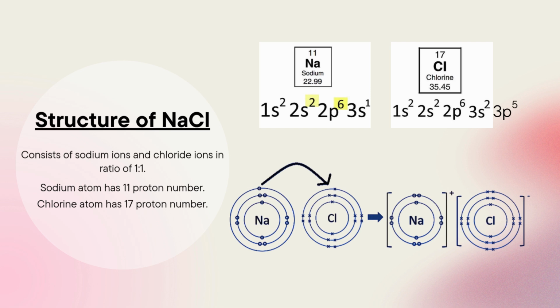Next, we see the structure of NaCl below. The sodium atom has one extra valence electron, and it has to release that one valence electron to achieve its stable configuration. Meanwhile, chlorine atom needs one more electron to achieve its stable configuration. When sodium atom releases its valence electron to the chlorine atom, sodium ion and chloride ion are formed, which have positive one charge and negative one charge respectively.